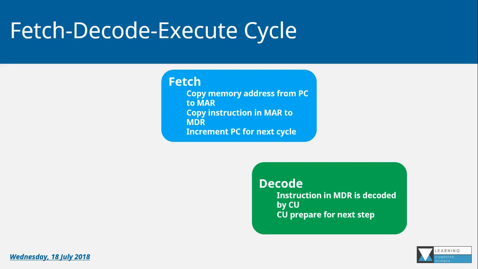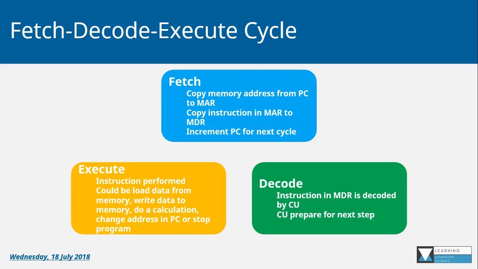Then the final stage is the execute, and this one's fairly straightforward. Whatever has been decoded will be carried out, so the instruction will then be performed. For example, it could be loading data from memory, writing data to memory, or performing a calculation such as a logic operation, addition or subtraction, anything we talked about before that the ALU can do. Or it may be changing the address in the program counter, or simply stopping and halting the program altogether.